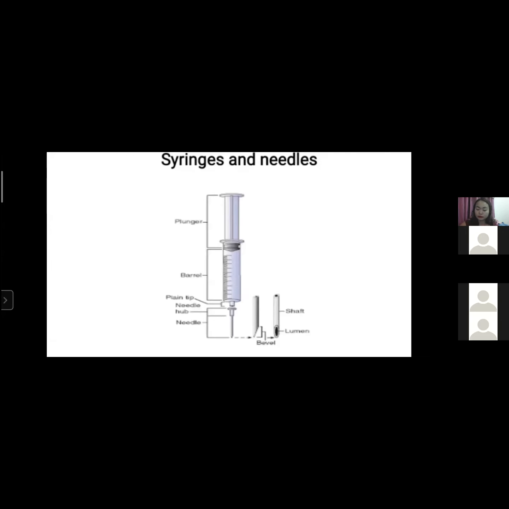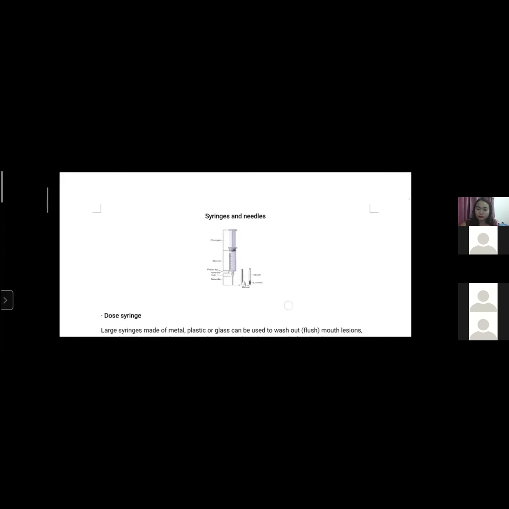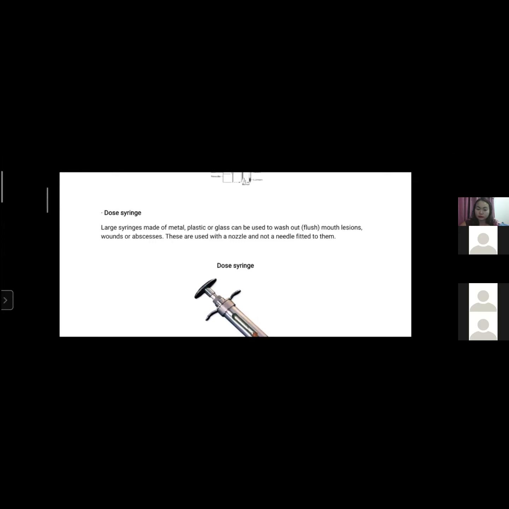So makita na to ang plunger and ang barrel asa dapit mo tong mga size kung pila ka gram sa tong ma-inject sa pila tong makuha sa medicine. Ang plain tip, needle hub, ang needle. So na siya ikuan ang needle, ang katong hait din niya nga kuan matawag to siya bevel, tapos ang shaft and lumen.